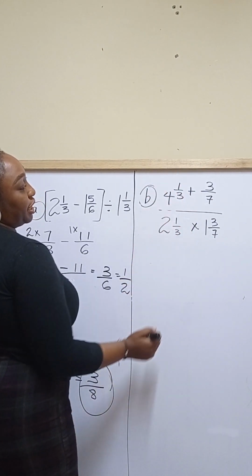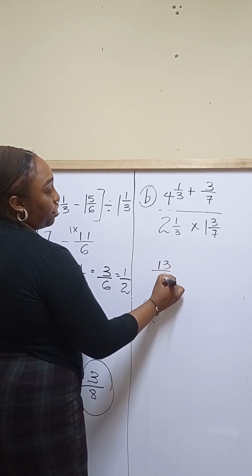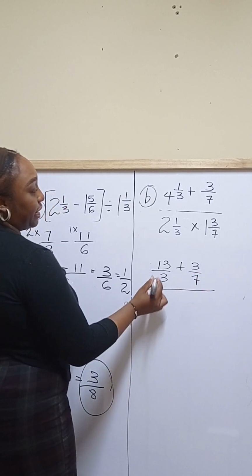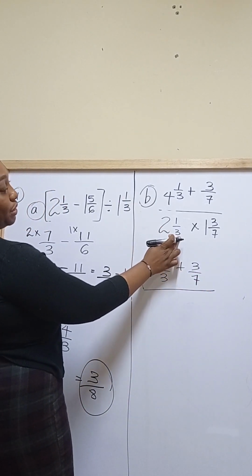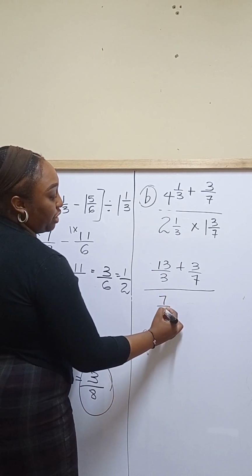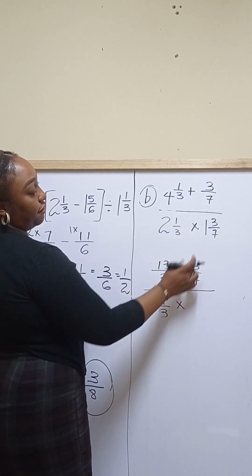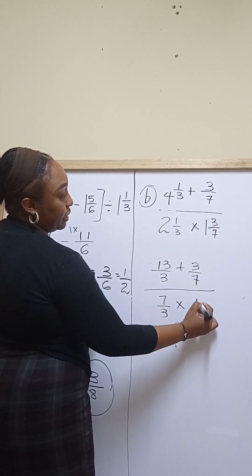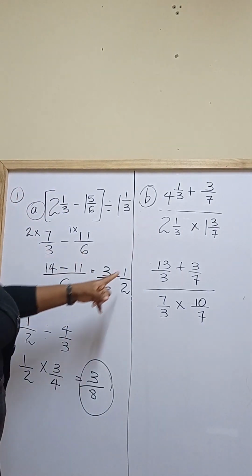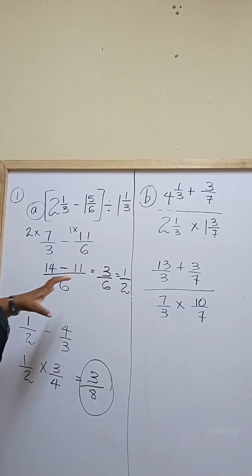4 times 3 is 12, and 12 and 1 is 13 over 3 plus 3 over 7 divided by, changing this, we will get 2 times 3 is 6 and 1, 7 over 3 times 7 times 1 is 7 and 3 is 10 over 7.